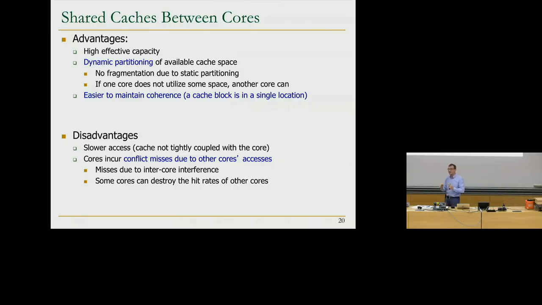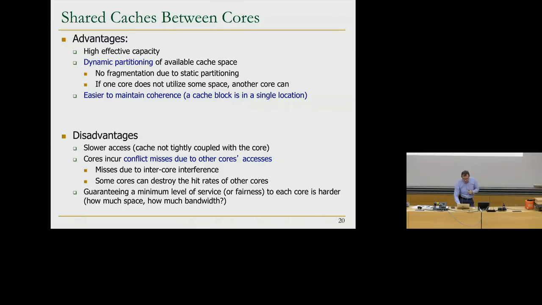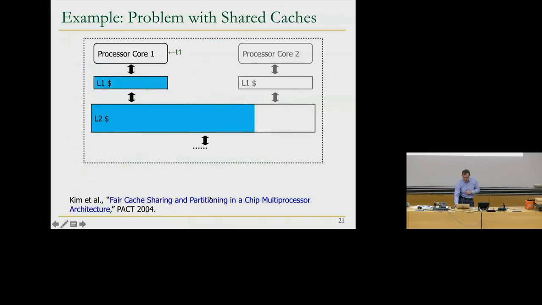Now, if you put another application to share that 4-megabyte cache, if this application is very memory intensive, if it doesn't have very good cache locality, let's say, if it keeps on streaming and accessing billions and billions of bytes, the other application that just needs those 100 bytes may not actually get the cache space for those 100 bytes, and it could keep getting cache misses, right? If you don't control the sharing. So this interference between the cores can lead to this destruction of performance even for applications that have very good cache locality and need very little cache space. So basically, guaranteeing a minimum level of service to each core becomes harder because now you need to decide how much space and how much bandwidth you allocate.